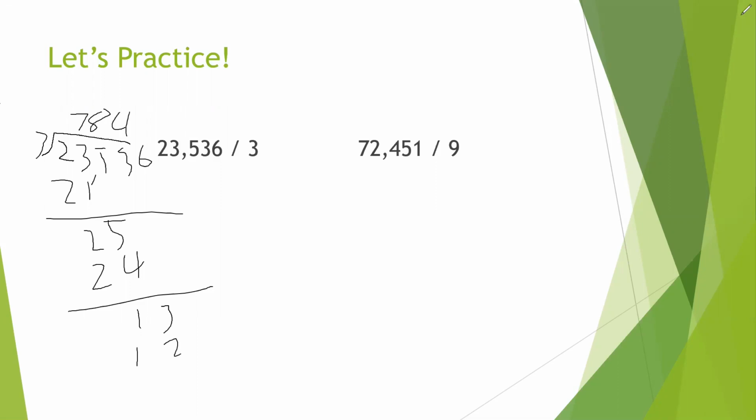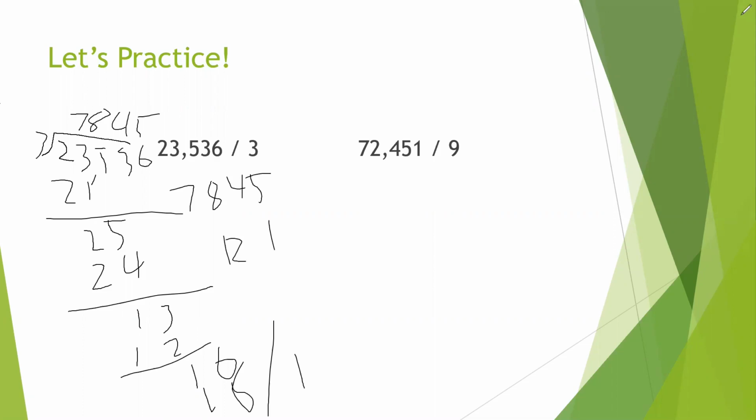So we write 12. Don't forget this. We get 16 now. And now we just do the same thing. So 15 is the highest multiple that's less than 16. We write 5 here. 15. And now we have 1, which is the remainder since you can't do anything with it. So the answer is 7,845, remainder 1.